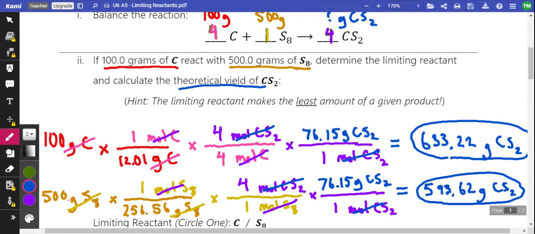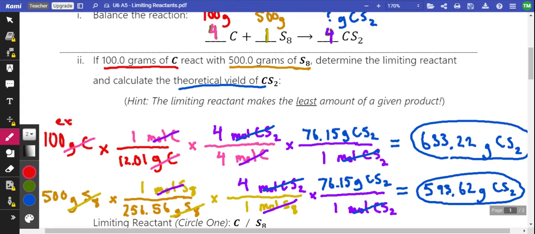Okay, so if I were to put these two together, one of these is going to run out first, and it's going to be the one that makes a smaller amount of product. By the time I hit 593.62 grams of CS2, I've run out of S8, which means I just have leftover carbon that's not being used for anything. So we call this S8 the limiting reactant because it's going to limit how much product we can make for our theoretical yield. Our carbon is our excess reactant, which means that it's extra. We're going to have some left over afterwards.